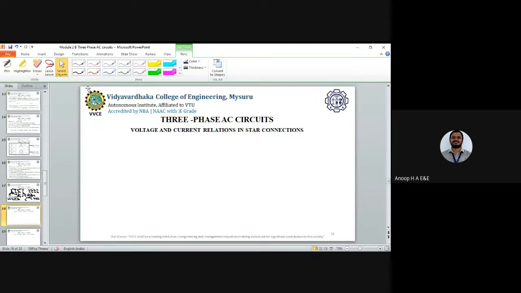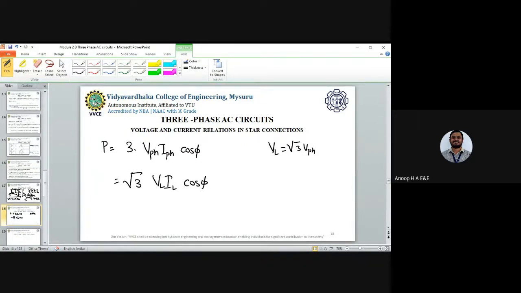Next, what I need to keep in mind is the power in a 3-phase circuit. That is 3 times the per phase power that we have got. We'll find it like that. So VL equals root 3 into VPH. Next, in terms of line voltage, the power is root 3 VL IL cos phi. This is the active power or real power. Similarly, you have reactive power. What is the equation of reactive power?